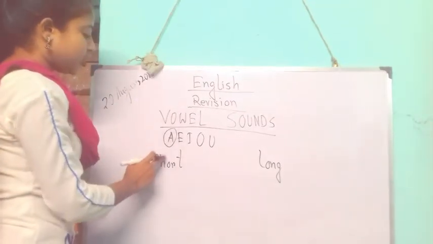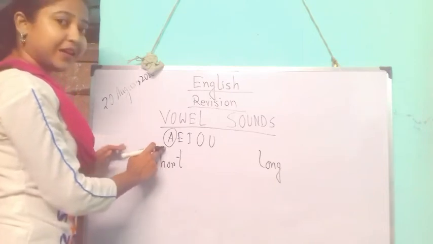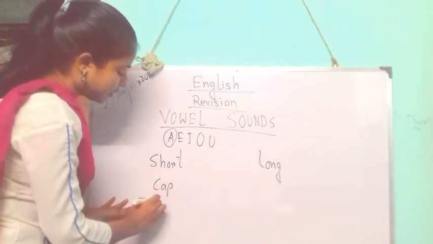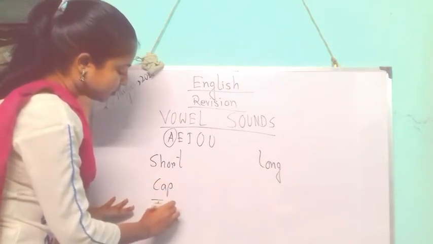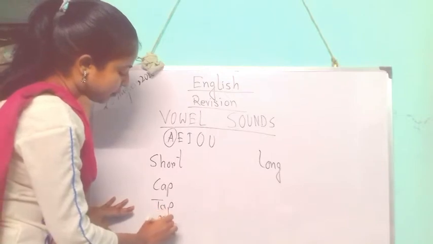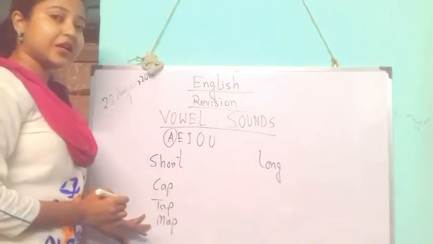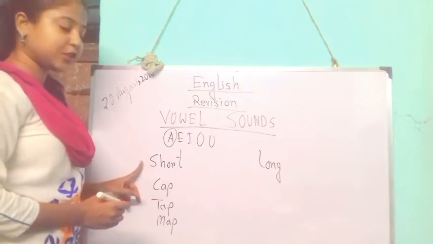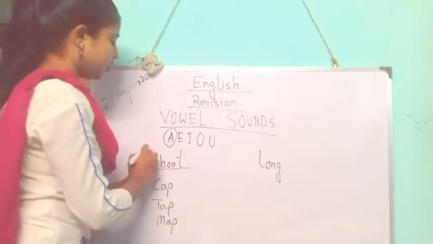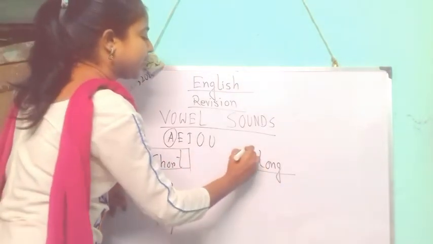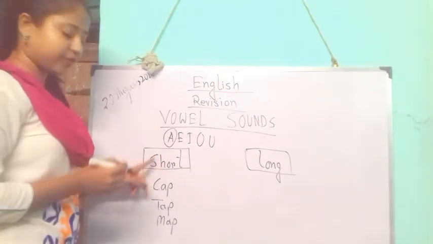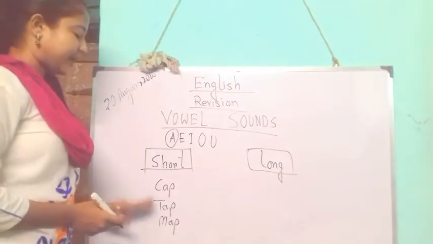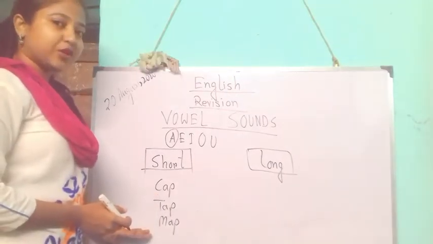So in a short sounding word with vowel A, we learned cap, right? Tap, map. These words we already learned in our phonic book and in our English book also. That's for short sounding words of A. Cap, tap, map. These are short sounding words, right?